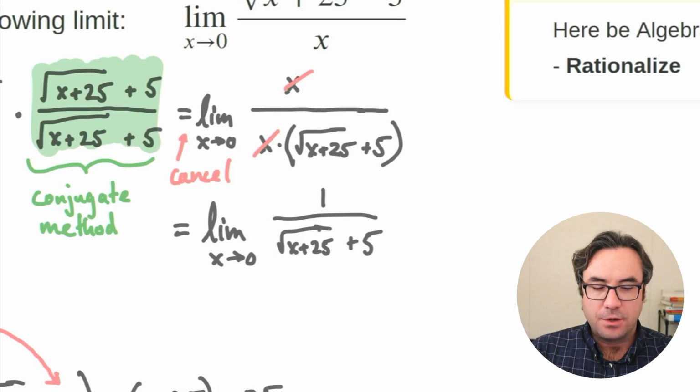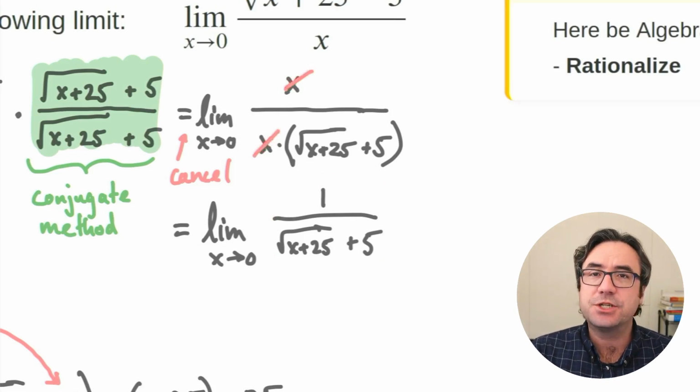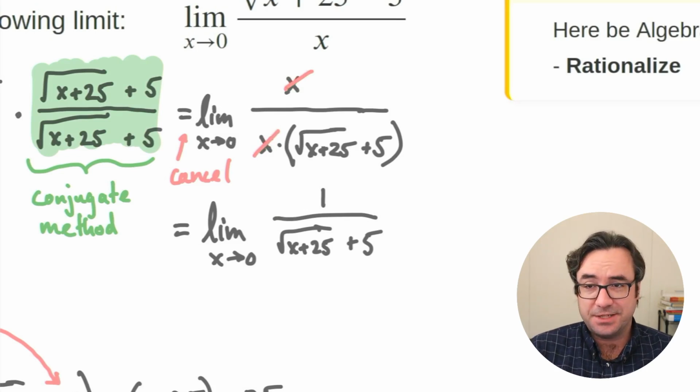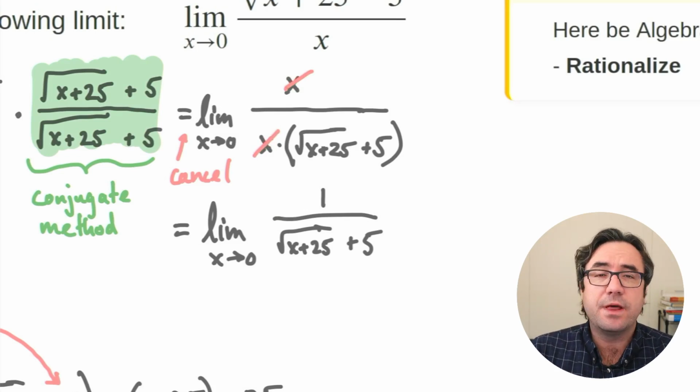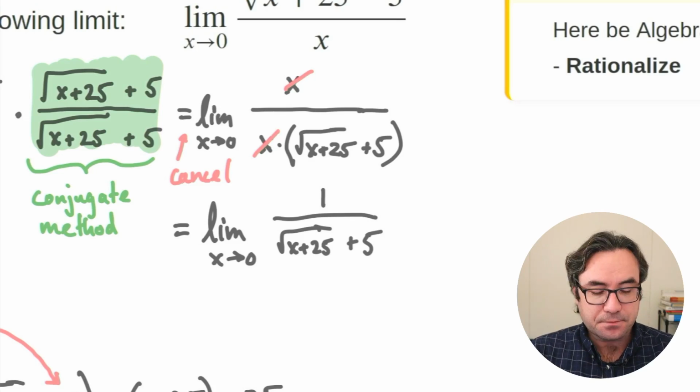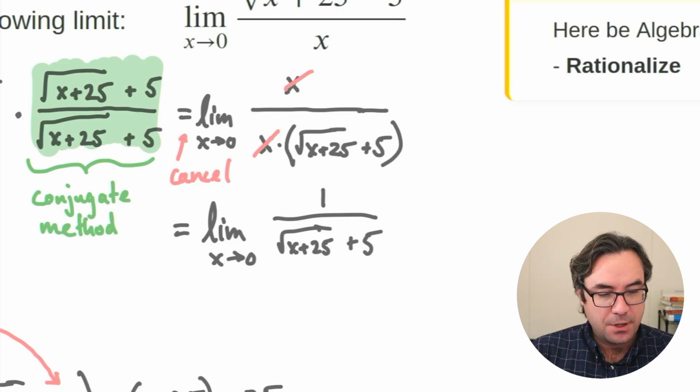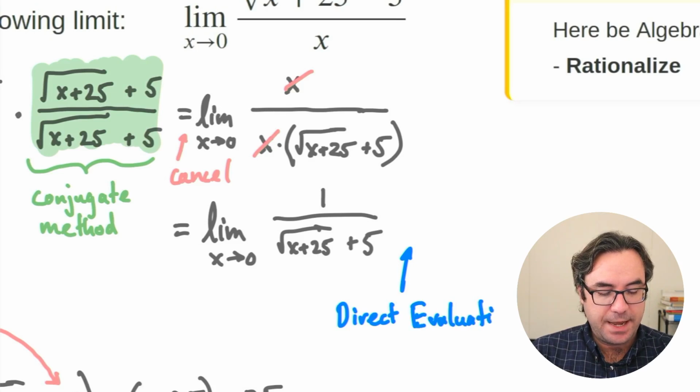So now, as soon as we cancel things, we want to try our direct evaluation technique again. Because if we get a number that makes sense, well then we have our answer. So let's see what we get. We're going to try direct evaluation. As soon as we cancel things out, try direct evaluation.